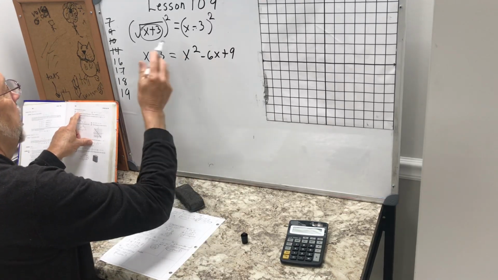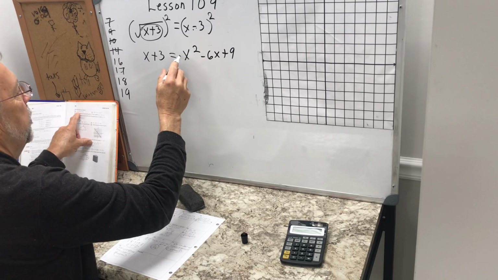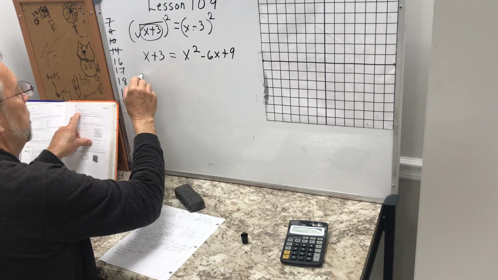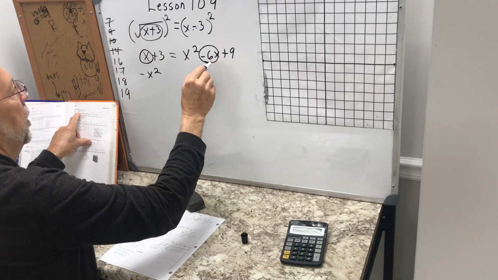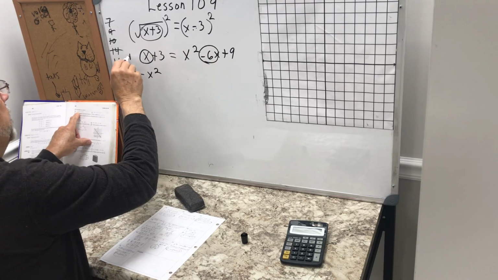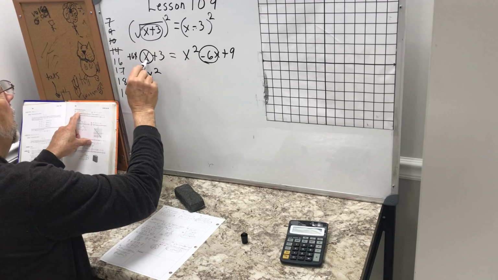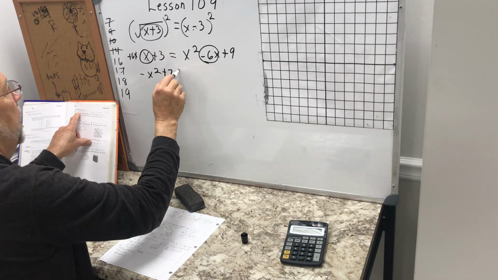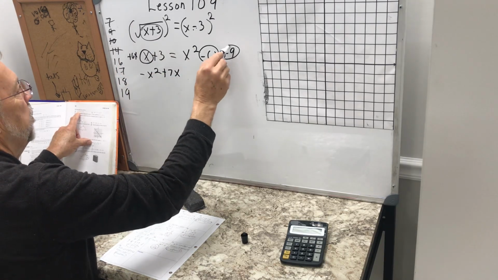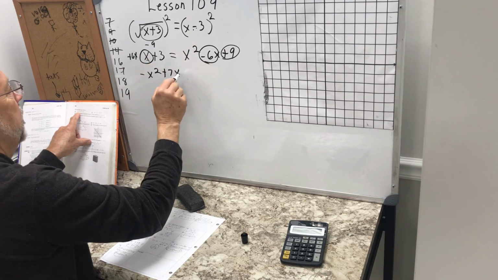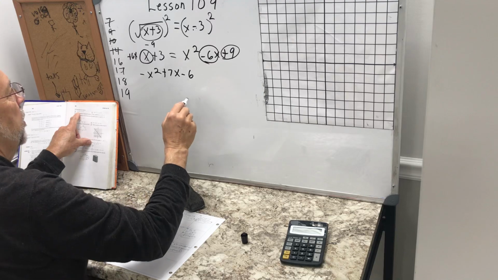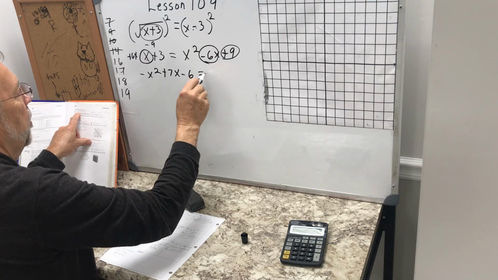All right, we're going to need to get everything on the left side. This is a positive x squared now. It's going to become a negative x squared. Combine the x's together. Bring it on this side. It's a positive 6x. And an x, that is positive 7x. Then we have the positive 9. Bring it on this side. It's a negative 9 and a positive 3. That's a negative 6. So we got all that together. This all equals 0.